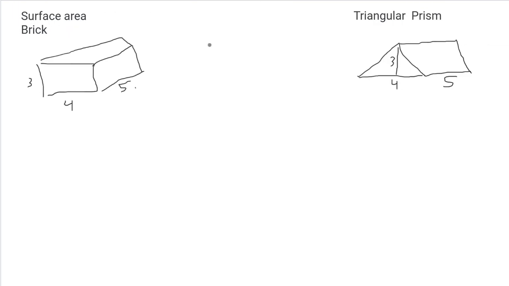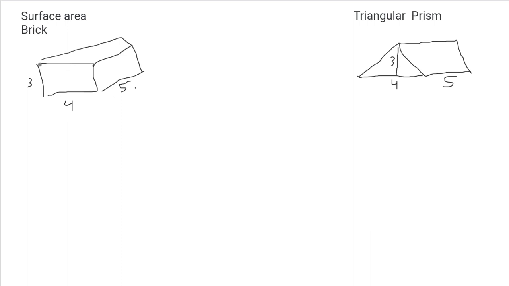Today we're going to talk about volume versus surface area. So surface area is, let's pretend I had a package and I'm going to gift wrap it in wrapping paper, and I need to know exactly how much wrapping paper. So surface area is the outside of the shape.